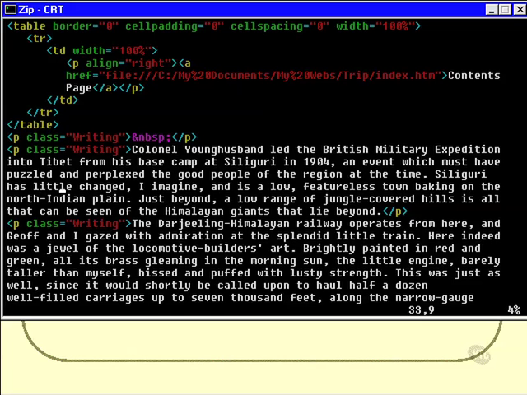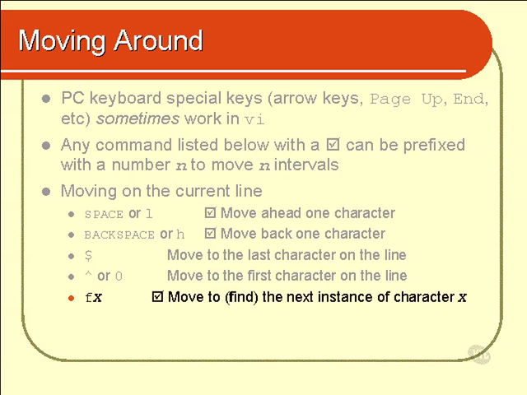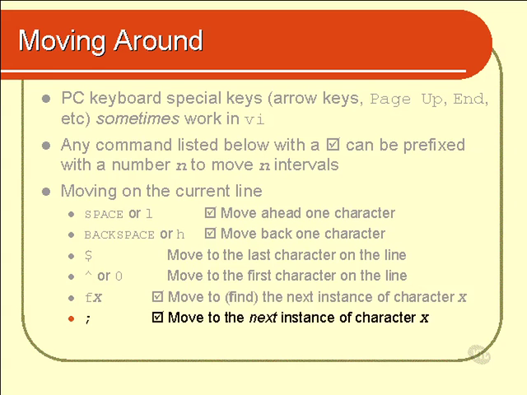Now let's say I wanted to jump through the various commas on this line. I could type in F, comma, F, comma, F, comma, and each time I type in those two characters it jumps me to the next comma. Or I could type in F, S, and it jumps me to the next S. And finally, for moving around, if I use the semicolon, it takes me to the next instance of character X.